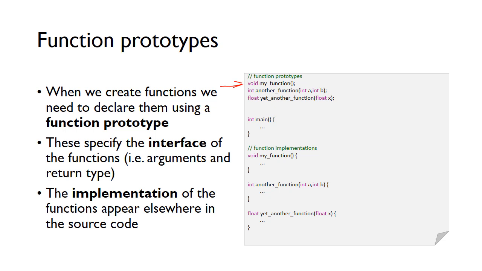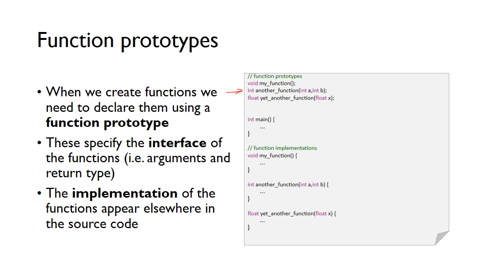We'll look at this one first. I've just got void my function. For this function, we can see that the brackets are empty, so that means we're not sending any data to this function, and the fact that the return type is void means we're not returning anything. So that's one prototype.